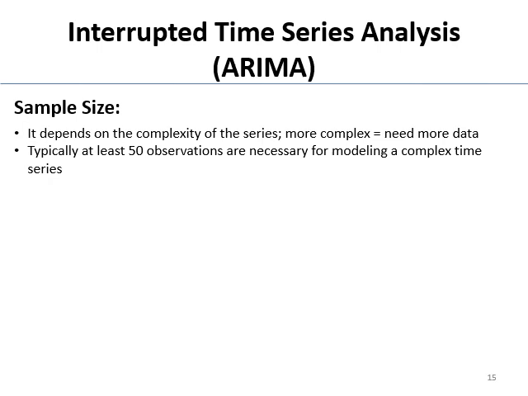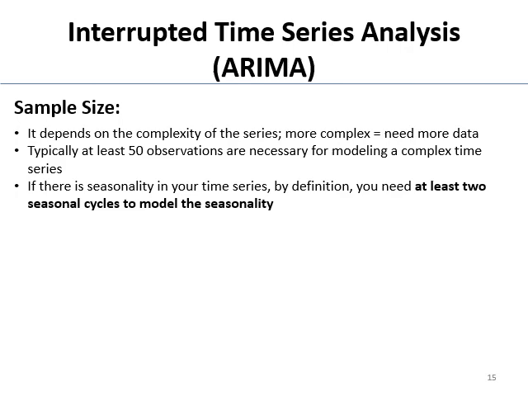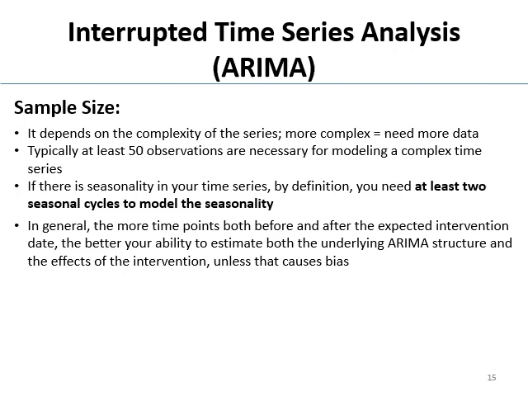So usually what we say is you need at least 50 observations for modeling a very complex time series. That'd be like monthly counts of something that's super jerky up and down. If there's seasonality, you need at least two seasonal cycles so you can model that seasonality. And in general, the more time points you have before and after your intervention went into effect, the better, unless you go so far back that it causes bias.